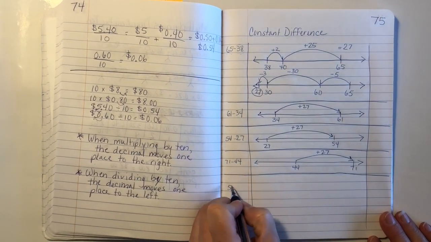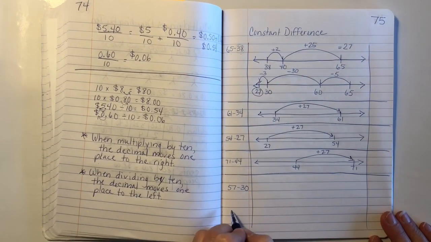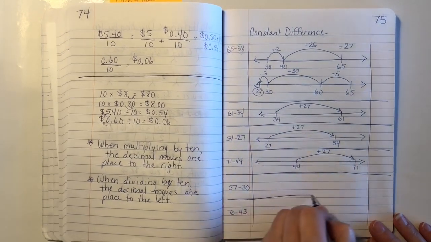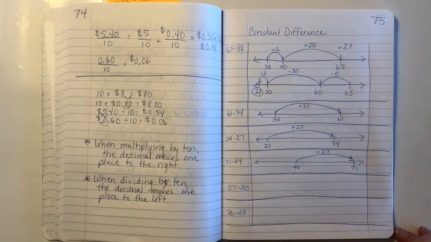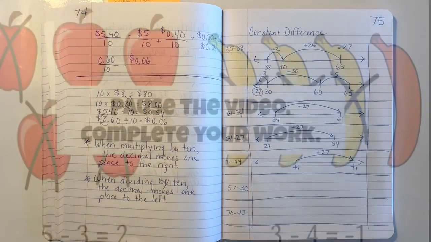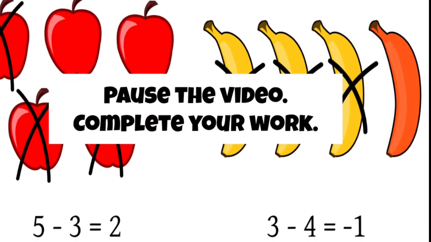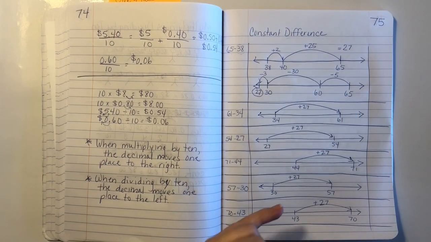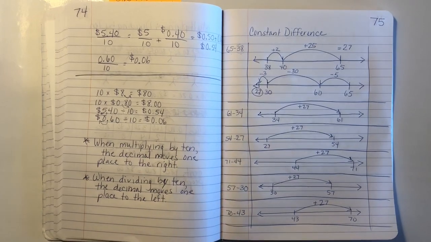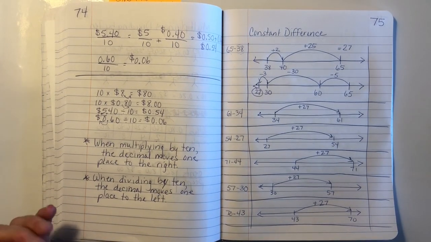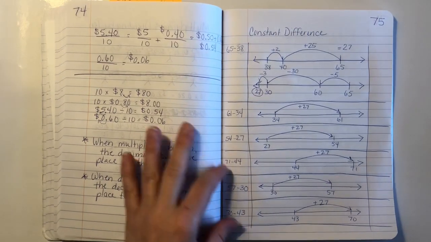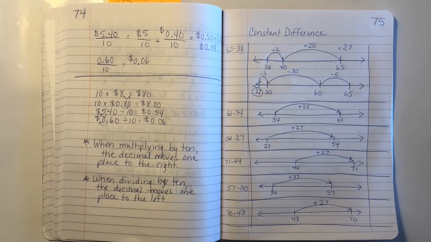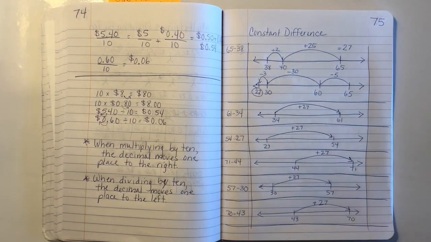Now we're going to look at 2 more problems: 57 minus 30 and 70 minus 43. I want you to again pause the video, solve these 2 problems, and come back. All right, so now coming back, I hope you noticed that the difference for both of these problems is also 27. What did you notice about these last 2 problems versus the first 3 problems? Take a moment and think about the differences between these 3 and these 2.